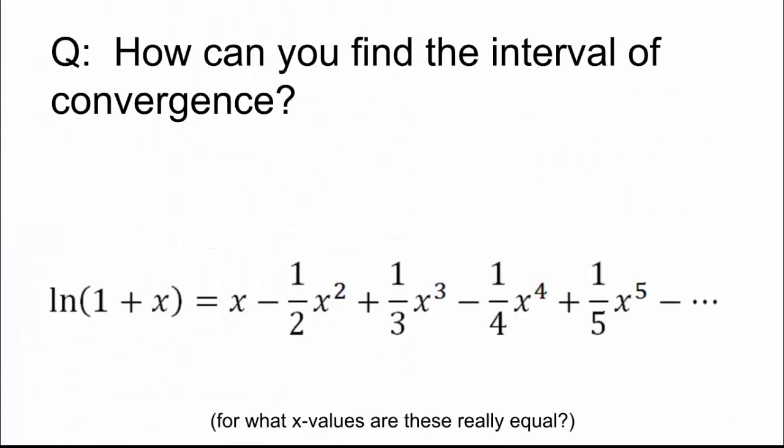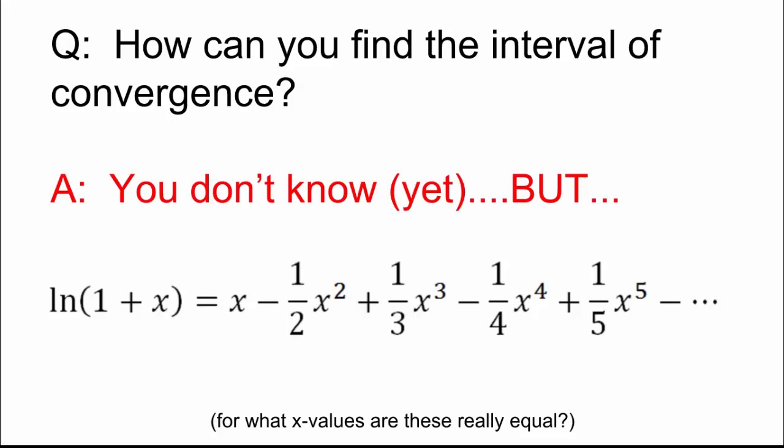Alright, so the next question is, let's say we have some other series. You don't know how I got this, but let's pretend natural log of 1 plus x is represented by the series that you see on the right there. We want to know for what x values are those two things actually equal. And that's the same thing as asking, how do you find the interval of convergence?